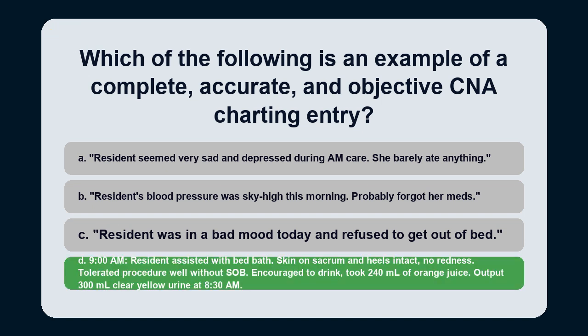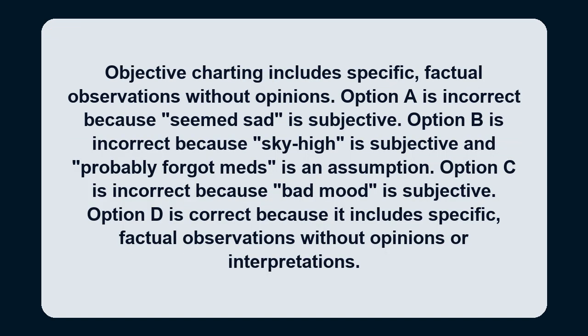The answer is D. Objective charting includes specific, factual observations without opinions. Option A is incorrect because "seemed sad" is subjective. Option B is incorrect because "sky-high" is subjective and "probably forgot meds" is an assumption. Option C is incorrect because "bad mood" is subjective. Option D is correct because it includes specific, factual observations without opinions or interpretations.